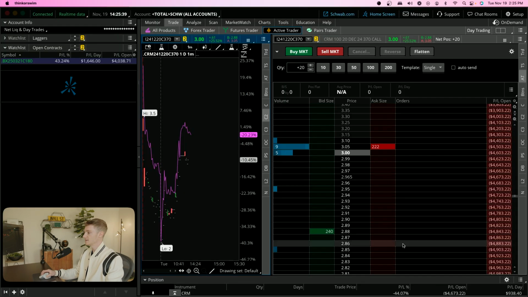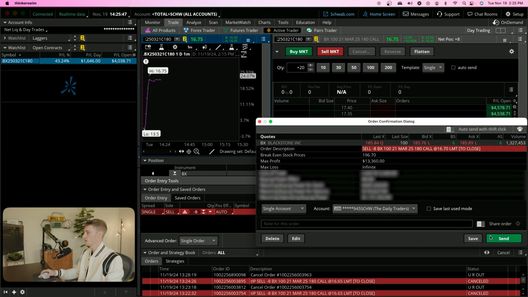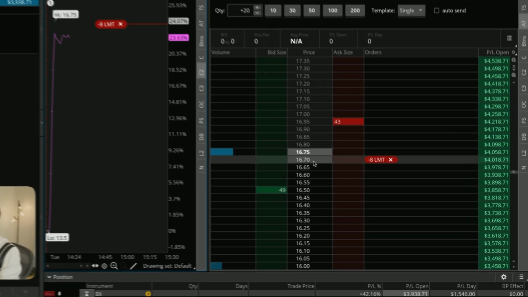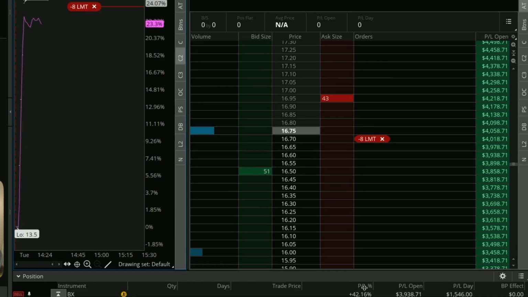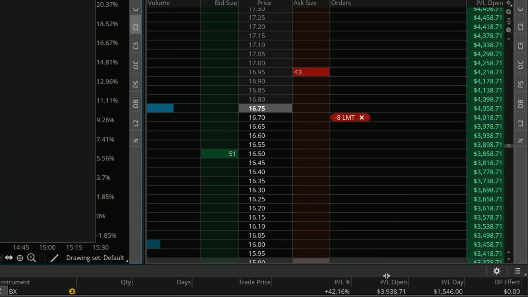Now, with that said, let's go ahead. We're going to send in a limit order, and you should be able to see that there. My limit order is on the tape here. 1670 is where my limit order is set. P&L 42.16%, P&L open 3,938, and the P&L day is 1,546. So now this order is essentially on the order book.